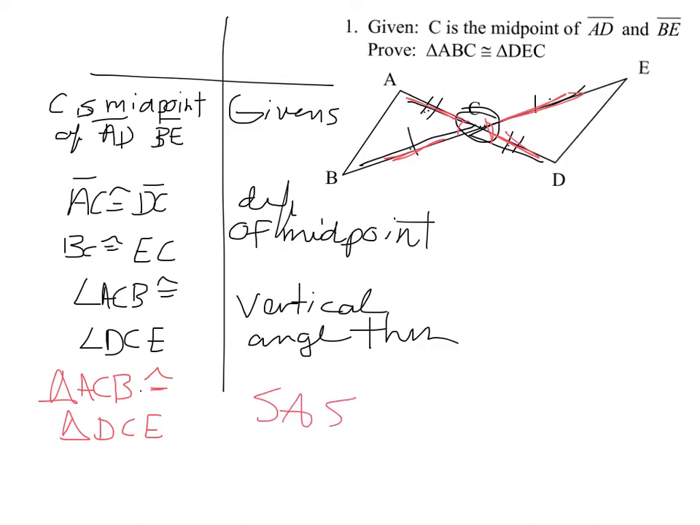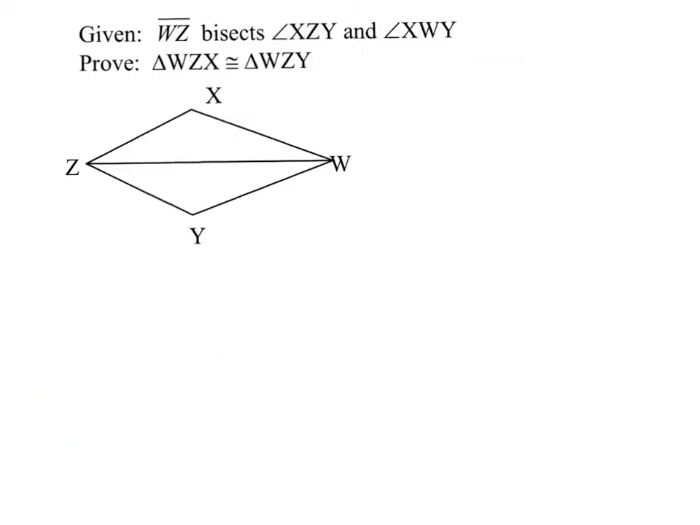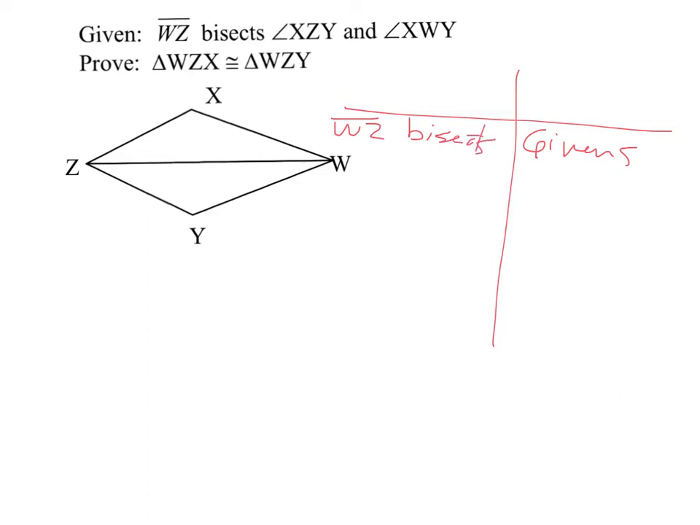Okay, let's take a look at another one. Okay, in this one we've got two triangles sitting right on top of each other. Again, we're going to start with the givens. As always, you're just going to rewrite it. WZ bisects angle XZY and angle XWY. So let's fill that in.